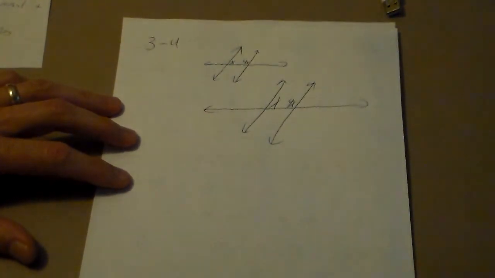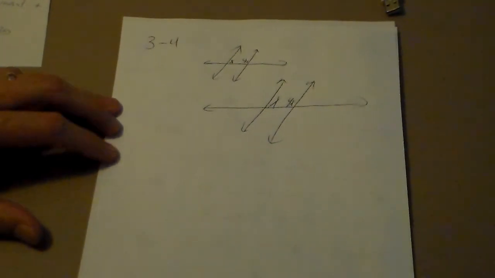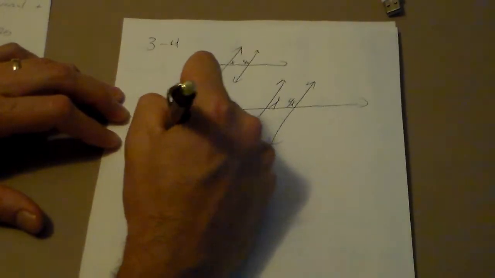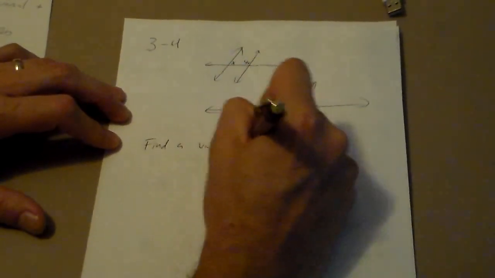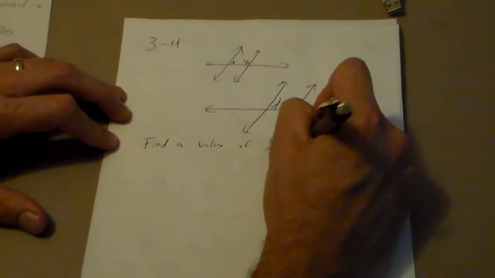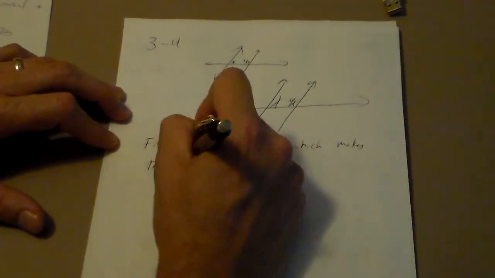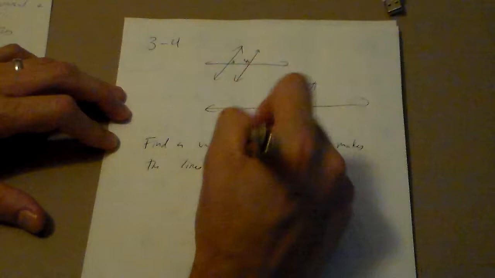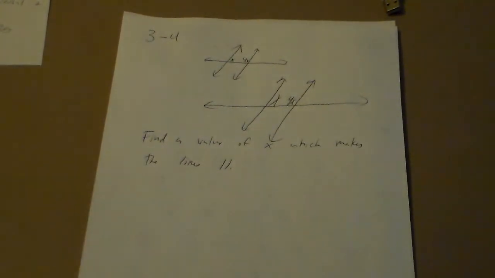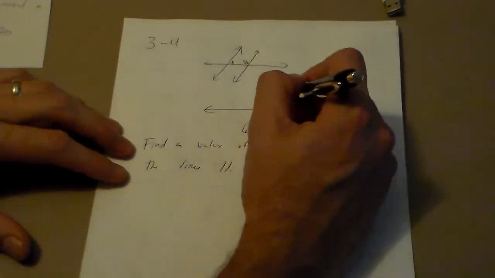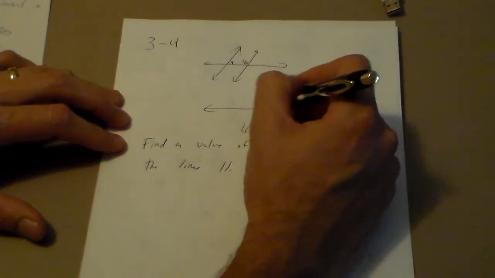The directions will say something like this: Find a value of x which makes the lines parallel. The old directions said something like, the lines are parallel, find x. Now they're saying find a value for x that makes the lines parallel. Just the converse. They're just switching the order there.